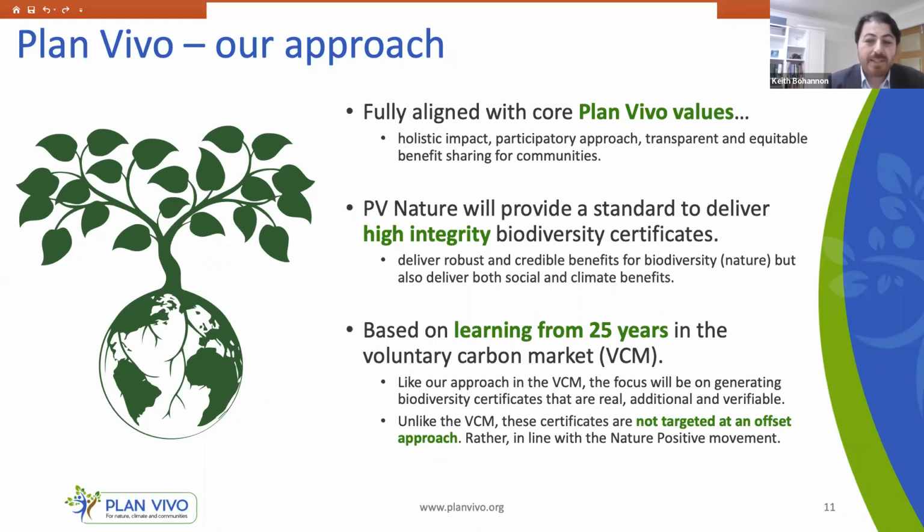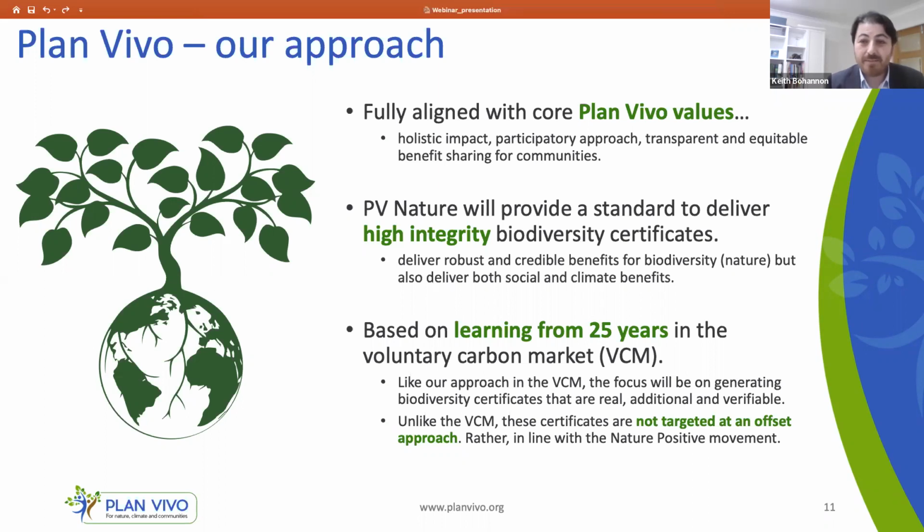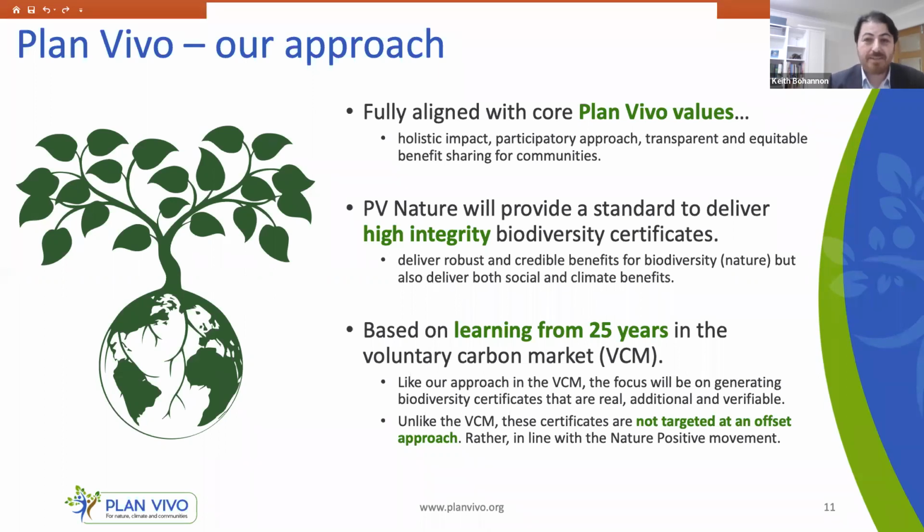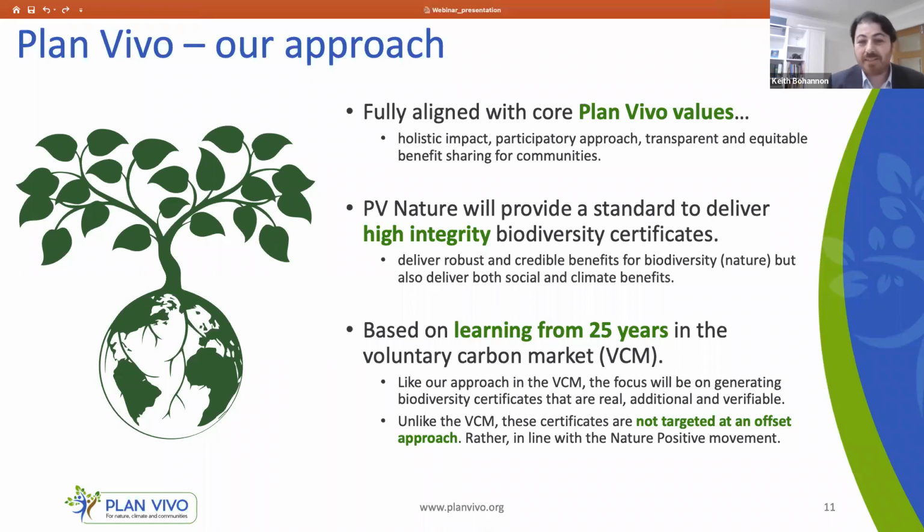And we want to really build on the learning from 25 years in the voluntary carbon market on what's worked well, for example, replicating this idea of having a strong V&V process, issuing credits or certificates on a registry that can be very clear, and that all the benefits are real, additional, and verifiable. But also, we'd like to move away from the offset approach in biodiversity for what we offer, and focus more on the nature positive movement.